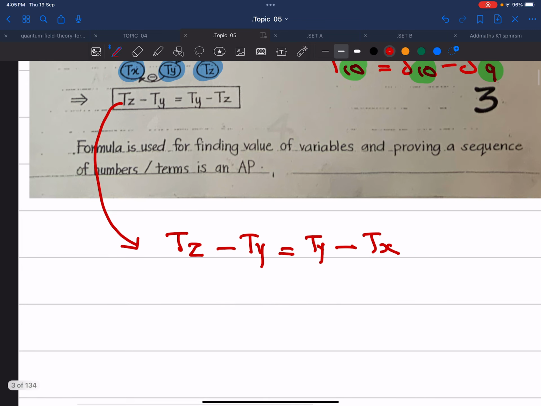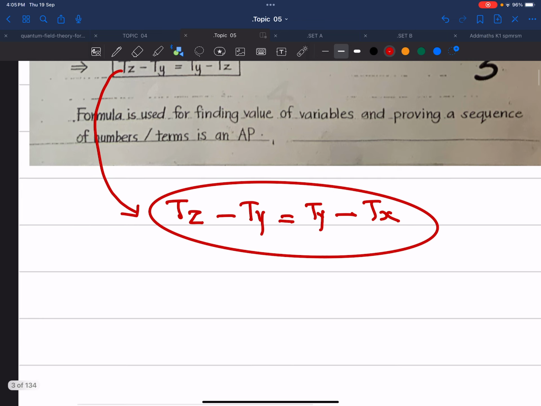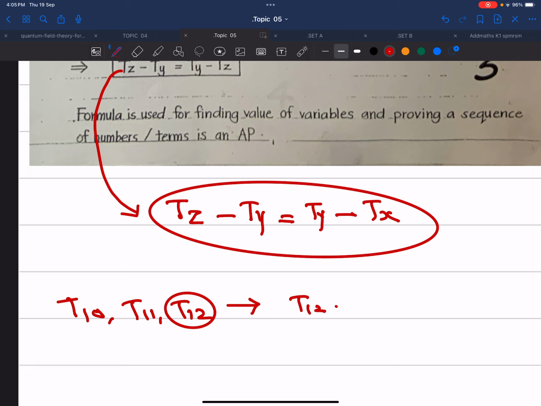Okay? I give you one example. Let us say we are given T10, T11, and T12. Therefore, you take the biggest one, T12, you minus the one before it, T11, and equals, now you take T11 minus the one before it, T10.